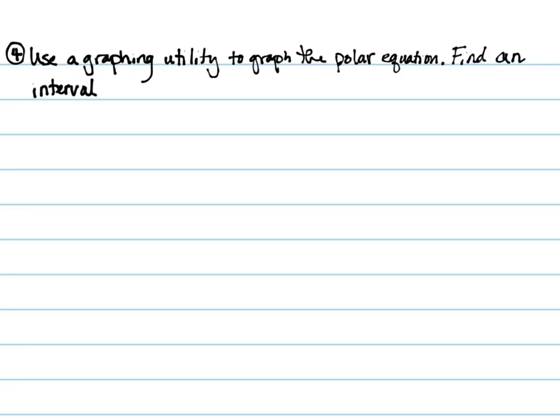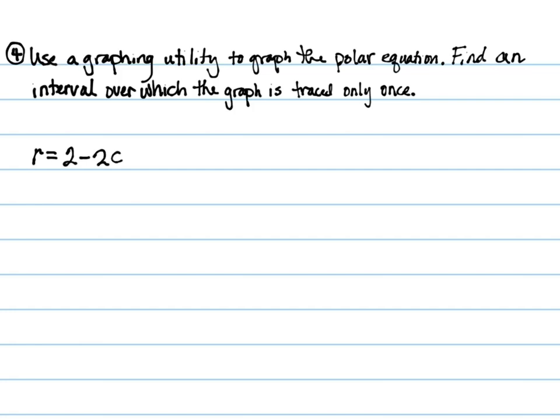Find an interval over which the graph is traced only once. I'm going to show you how you know that. Here's the one we're going to do. We're going to do R equals 2 minus 2 cosine theta.